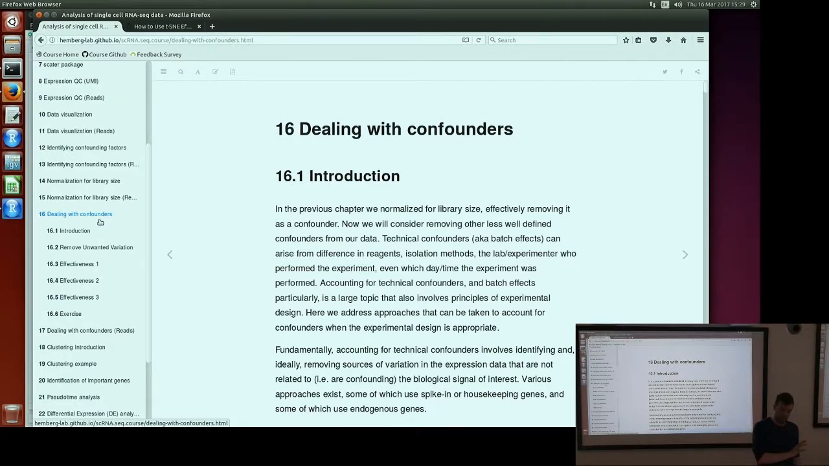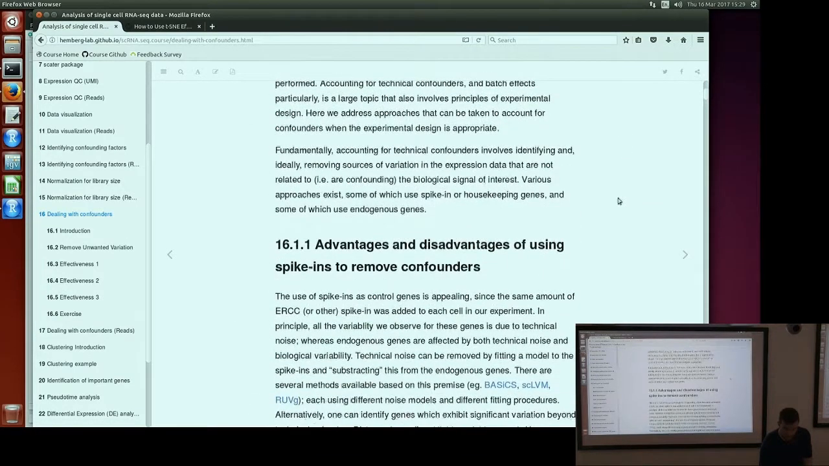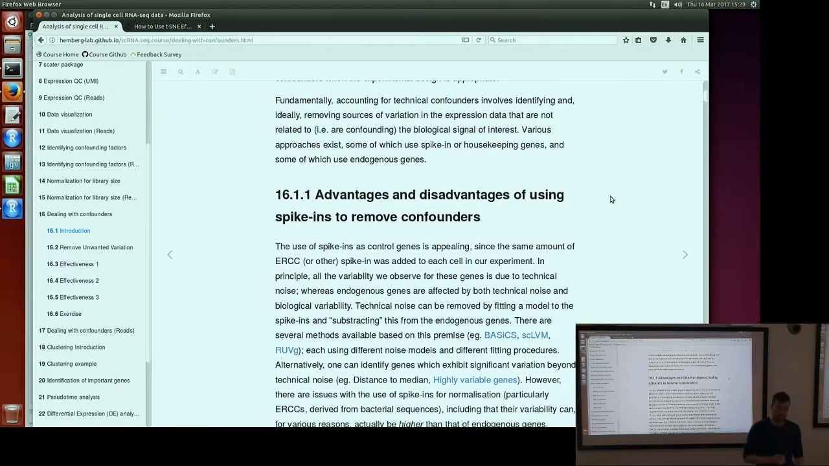But we're going to gloss over all that. There's not time to discuss that in detail today. Instead, we will focus on what we can do on the analysis end to take account for confounders, assuming that the experimental design is appropriate in some way. Fundamentally, what we want to do when we account for technical confounders is identify and ideally remove sources of variation in the expression data that are not related to the biological signal of interest. Various approaches exist, some of which use spike-in or housekeeping genes, some of which don't. We'll discuss a few aspects of these in this chapter now.